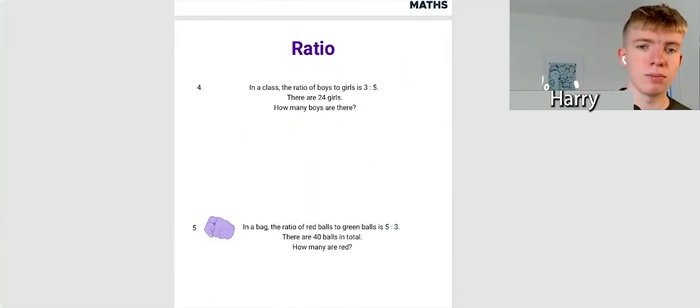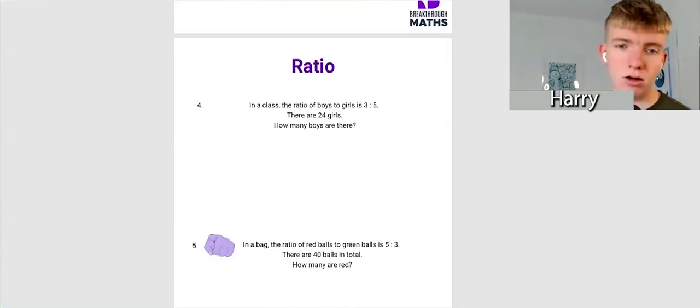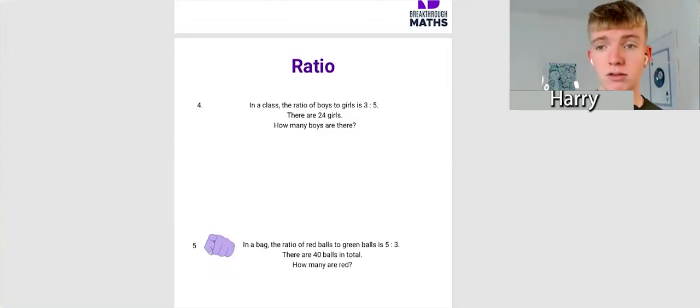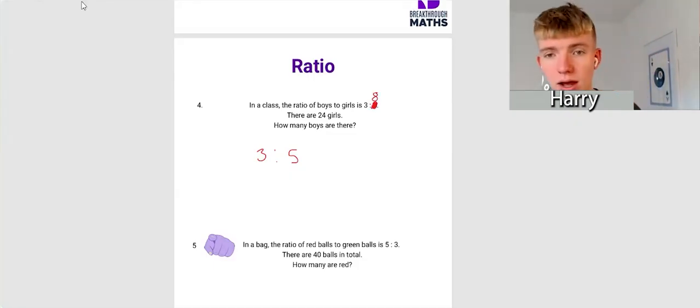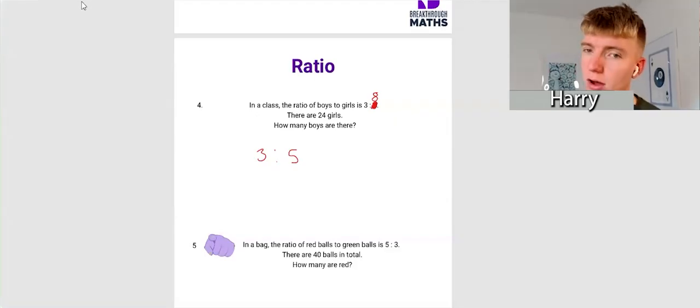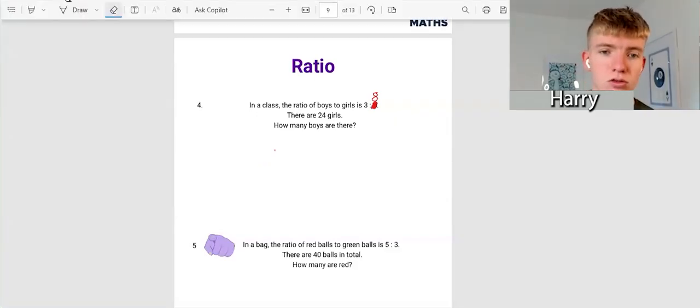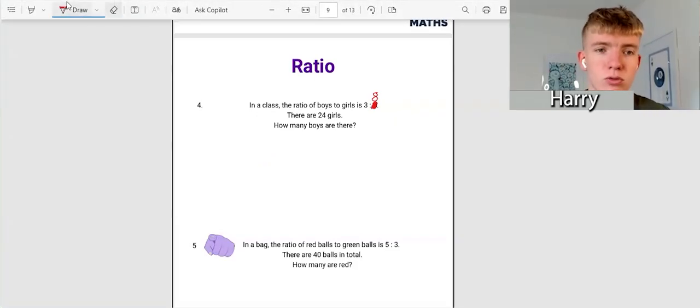Okay, moving on to a couple more ratio questions. In a class, the ratio of boys to girls is 3 to 5. What I'm going to do, just for our sanity, I'm going to change this to an 8. Okay, so it's 3 to 8. And this is my bad. I made this question. All right, so we've got the ratio of 3 to 8.